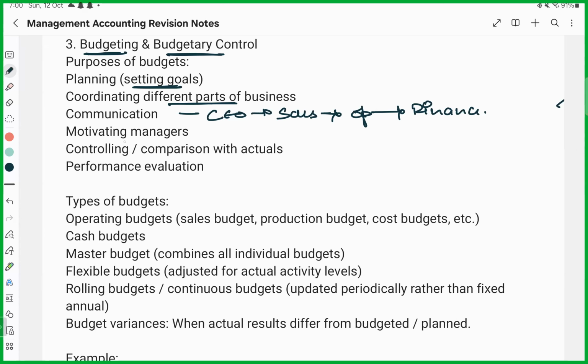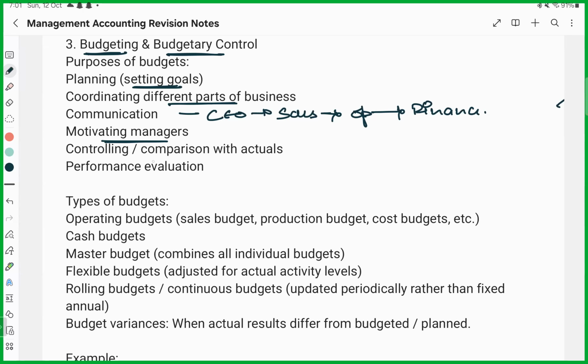We have to motivate the managers to achieve the targets. Just by giving the targets does not mean the management will be able to do it. We need to keep on pushing the managers. We need to keep on motivating the managers to achieve the targets that the company has set, so that the company will be able to achieve what it is planning to.